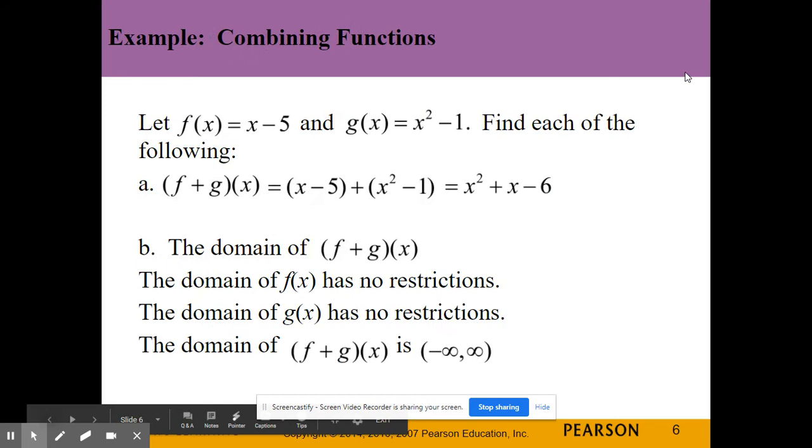Let me go back for a second. Essentially, that would be true for subtracting and also for multiplying, assuming neither of the given functions at the beginning have division or a square root to begin with. If you are dividing, if it was like f of x divided by g of x, then you would need to figure out what values would make g of x equal 0 and then exclude those from the domain.